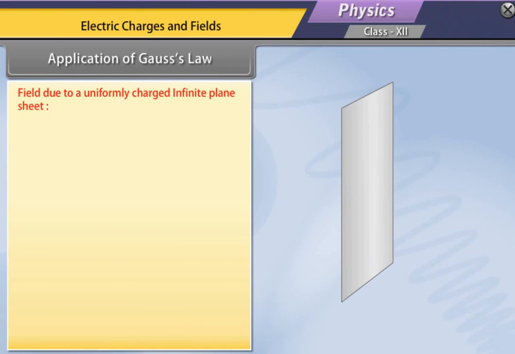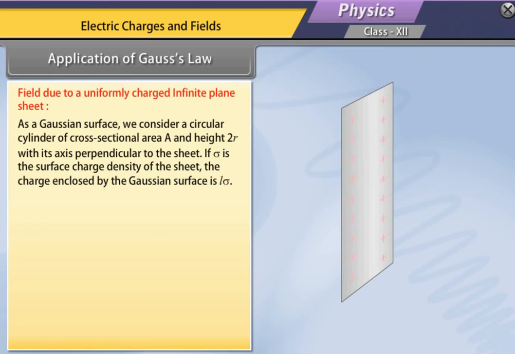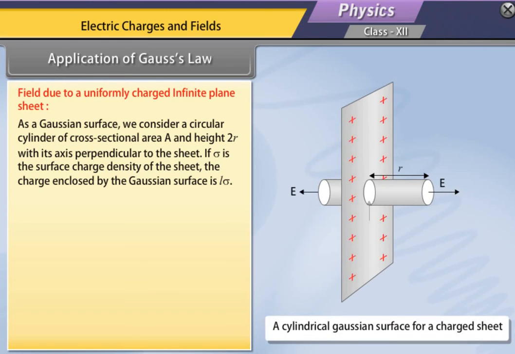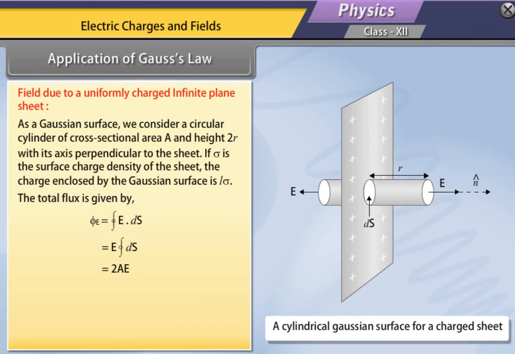Field due to a uniformly charged infinite plane sheet. As a Gaussian surface, we consider a circular cylinder of cross-sectional area A and height 2r with its axis perpendicular to the sheet. If sigma is the surface charge density of the sheet, the charge enclosed by the Gaussian surface is A sigma. We know that phi E is equal to the integration over a closed surface of E dot ds, which is equal to the product of 2A and E.